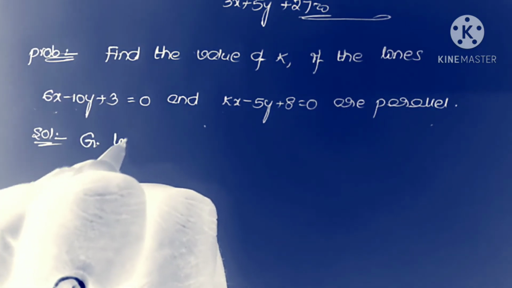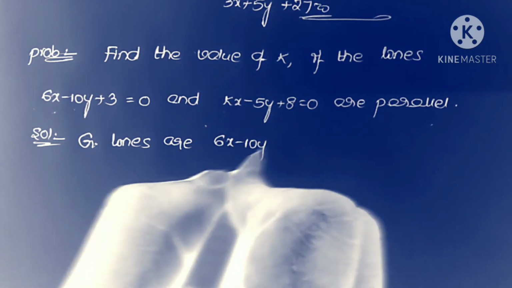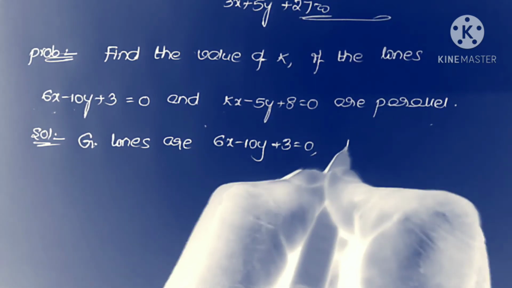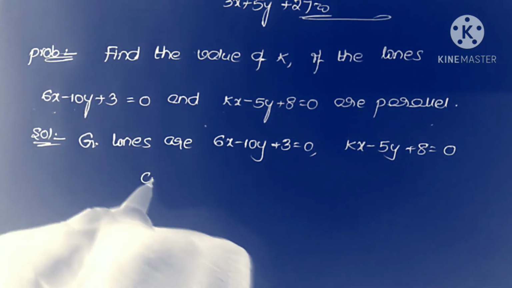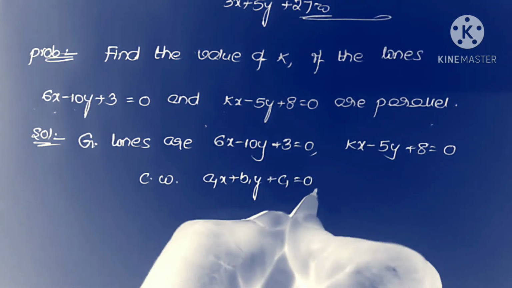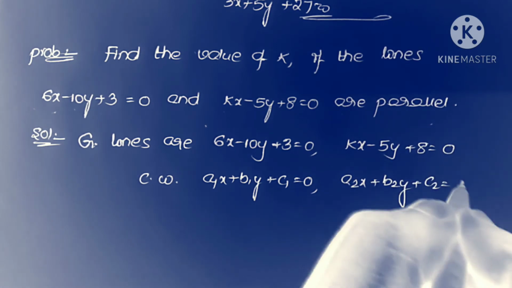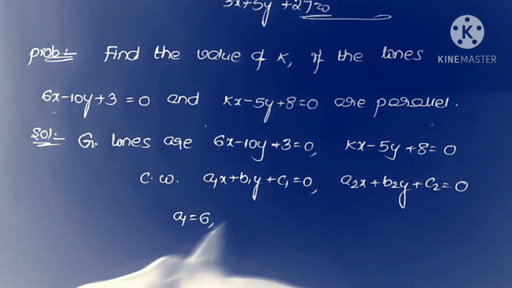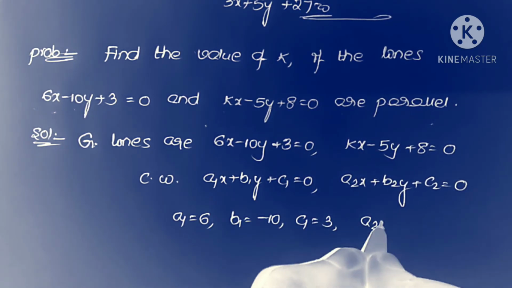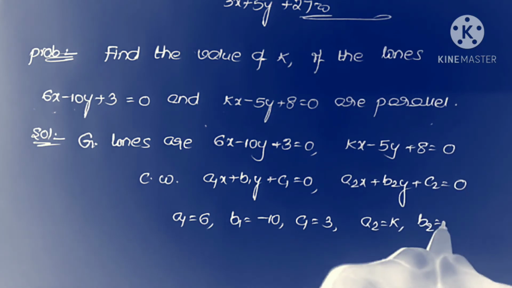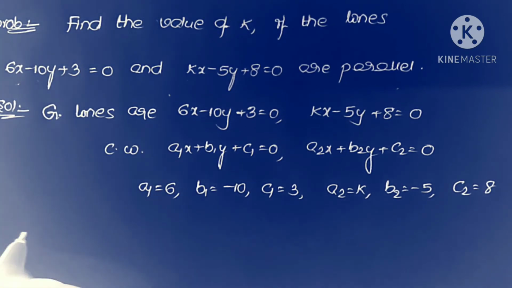So first I write the given lines here. Given lines are, first line is 6x - 10y + 3 = 0 and the second line kx - 5y + 8 = 0. Now we compare these two lines with a1x + b1y + c1 = 0 and a2x + b2y + c2 = 0. Now take the values. a1 is equal to 6, b1 is equal to -10, c1 is equal to 3 and a2 is equal to k, b2 is equal to -5 and c2 is equal to 8.